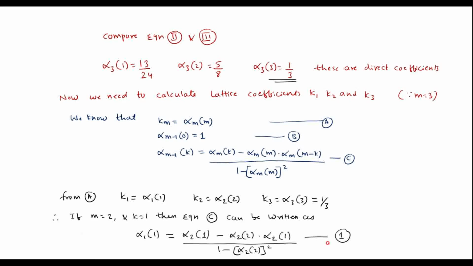So now in equation 1, to get alpha 1 of 1, we should know the value of alpha 2 of 1. So here you can find alpha 3 of 1, alpha 3 of 2, alpha 3 of 3. But here alpha 2 of 1 value is not available. Alpha 2 of 2 value is not available. So now again we'll try to find alpha 2 of 2 using the same formula, that is C, by taking m equal to 3 and k equal to 2, so that we can get alpha 2 of 2.